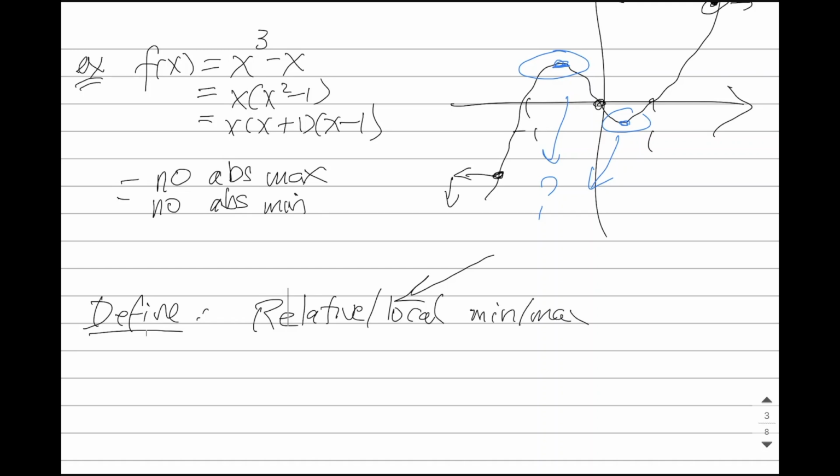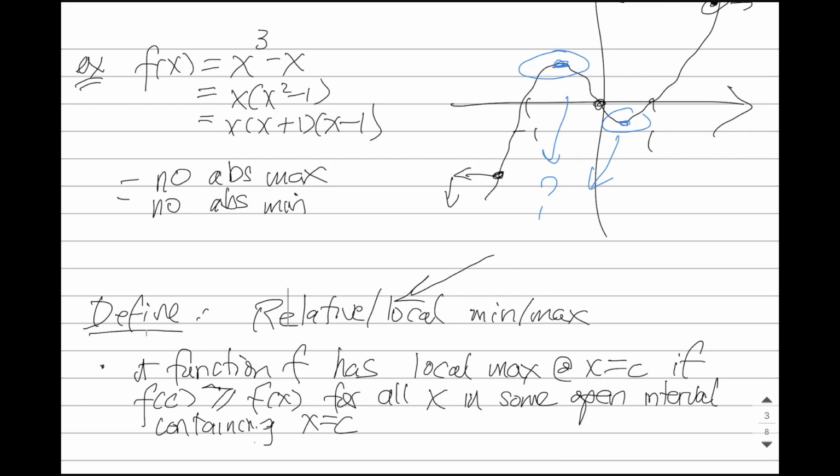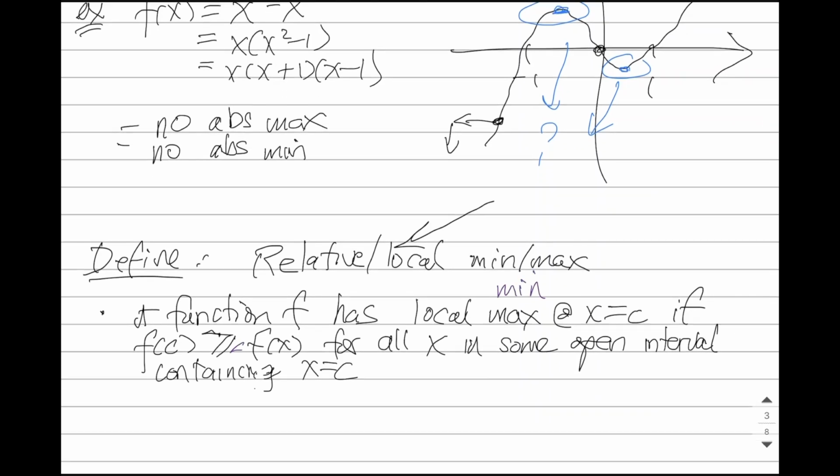We will say a function f has a local maximum at x equals c if f of c is greater than or equal to f of x for all x in some open interval containing x equals c. And at the same time, I can adjust that to read minimum. And just like before, the only adjustment would be a less than or equal to there. We are no longer talking about every single point in the domain. We are just talking about some points in the domain.